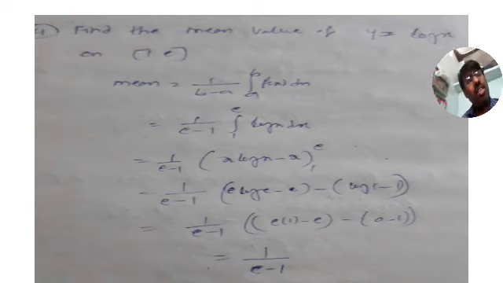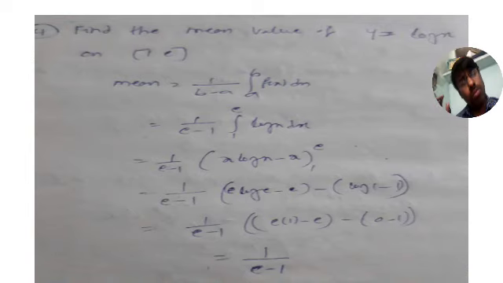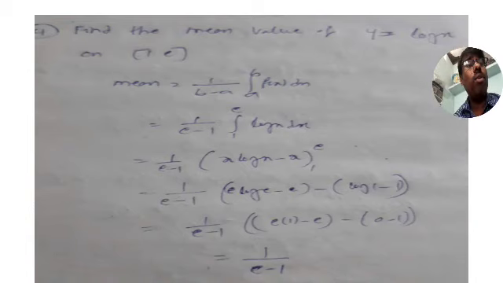Are you getting these things? We already did 3 problems, so by this time you are able to find what is f of x. The given function y is equal to log x, and log x is f of x. What is the lower limit and what is the upper limit? For a closed interval a to b, a is the lower limit, b is the upper limit. So here a is equal to 1 and b is equal to e. I think everybody can get these things. Now substitute these simple things in the formula.